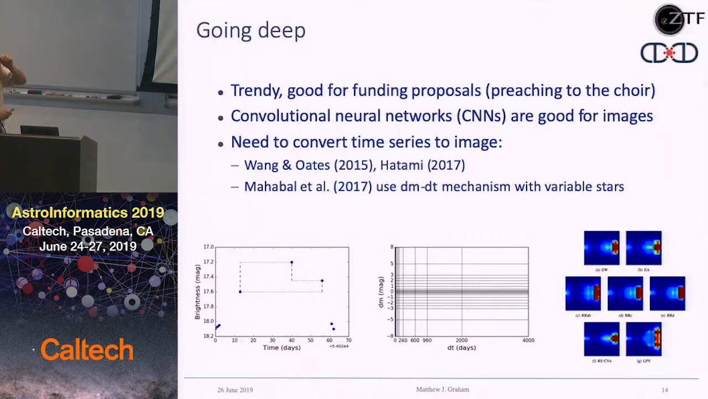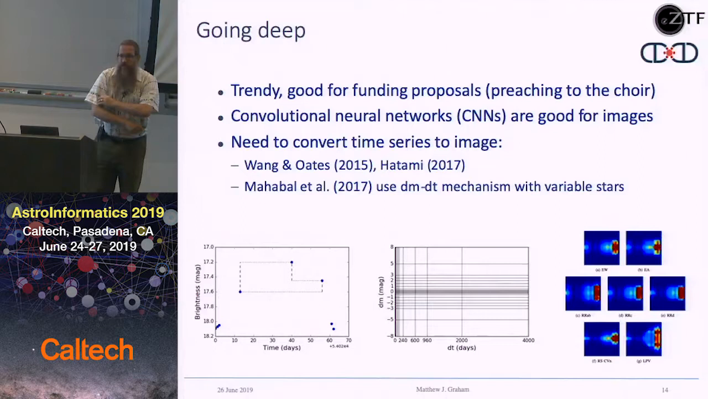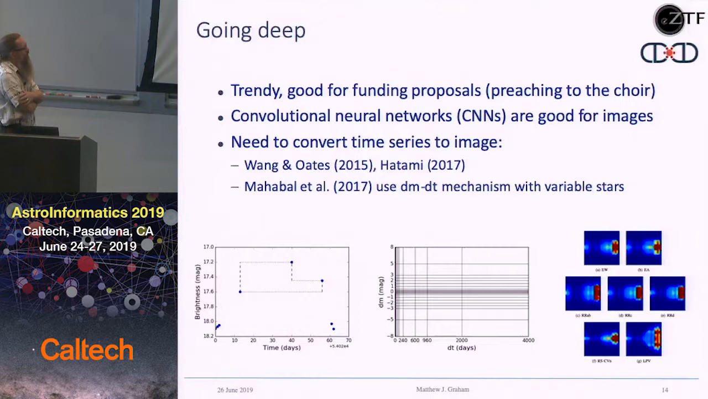Obviously, this being AstroInformatics, we all know that they're trendy, they're good for funding proposals. You put the word deep learning in, you hope it's going to make you more attractive to the people, because people see that, as Bruce was saying, you see all the news articles involving this and people go, ah, it's nice and current. CNNs are good for images.